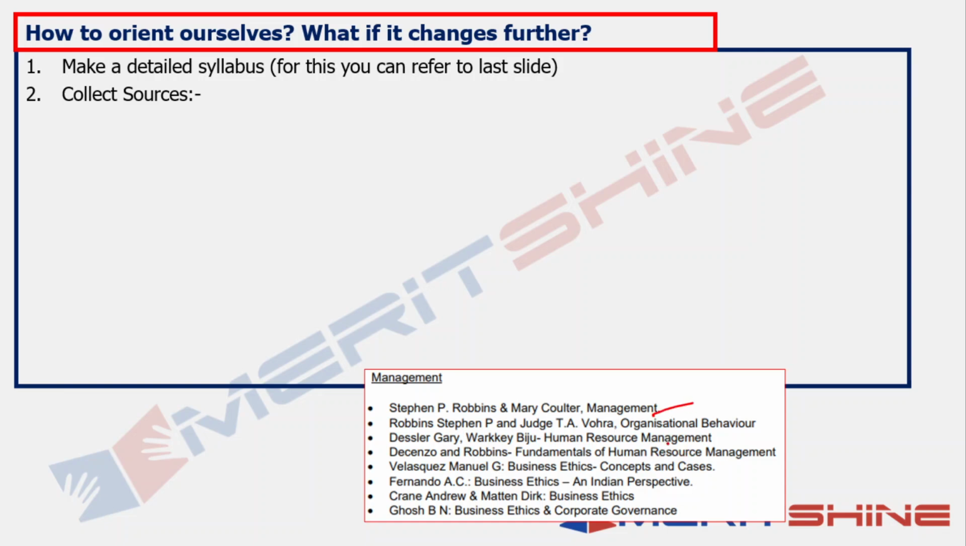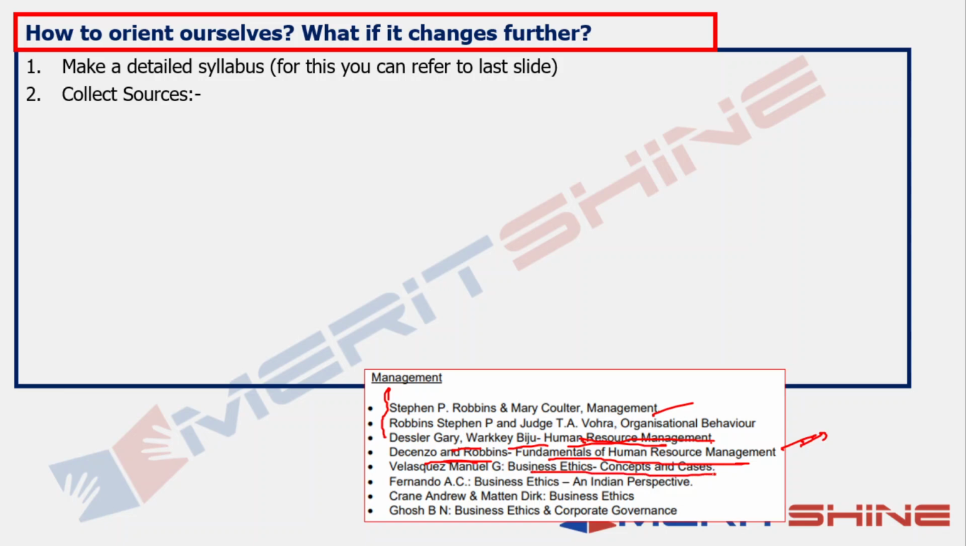Stephen Robbins and Mary Coulter's Management, then Organizational Behavior of Bohra and Stephen Robbins, then Human Resource Management of Gary and Biju. And I have gone through these two books. These two books are good, so you can definitely refer to them, right? I haven't gone through this, so I will not be able to give you a review of it. Fundamentals of Human Resource Management, again, I have gone through this book and I can vouch for it. It's a good book, right? But, and I'll come to it, what are the problems with these books?